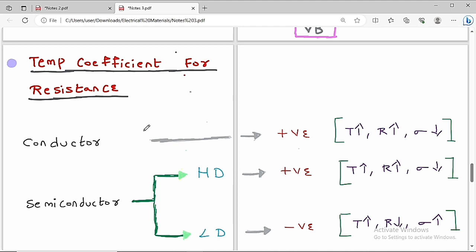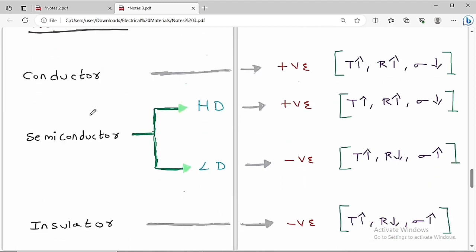What is the temperature coefficient of resistance for different types of materials? Okay, you have three types of materials: conductor, semiconductor, and insulator. Conductors are always going to have a positive temperature coefficient of resistance, meaning as temperature increases, the resistance will increase. Because of this, the current will decrease.